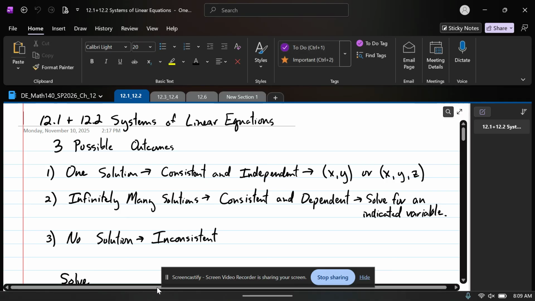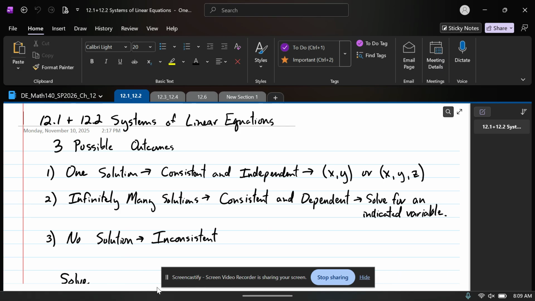So with systems of linear equations, that's what the first two sections are about. There are always three possible outcomes when you're dealing with two or three variable systems. There's one solution. That's the most common thing that happens. The mathy words for one solution are consistent and independent. Answers would be ordered pairs, or if it's a three variable system, ordered triples, x, y, z. If it's different letters, it's always in alphabetical order.